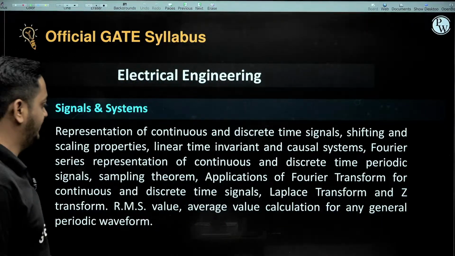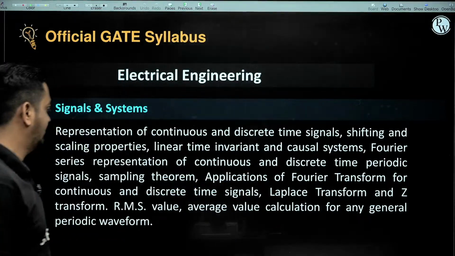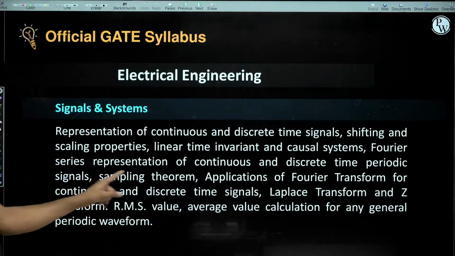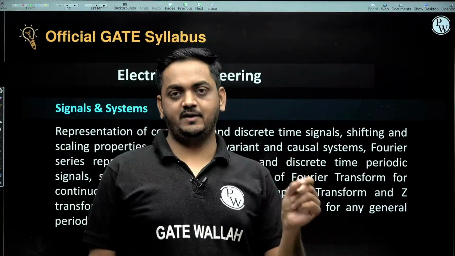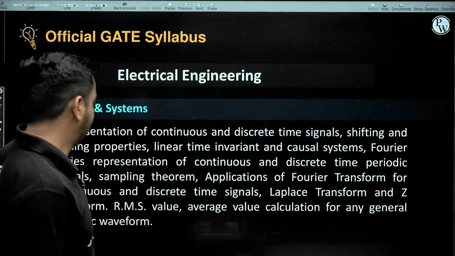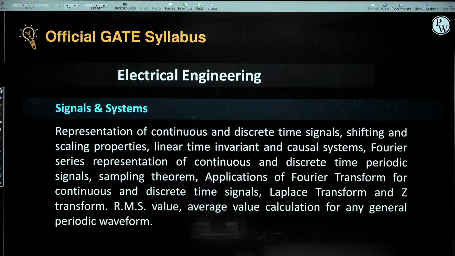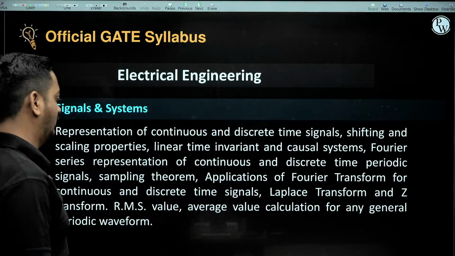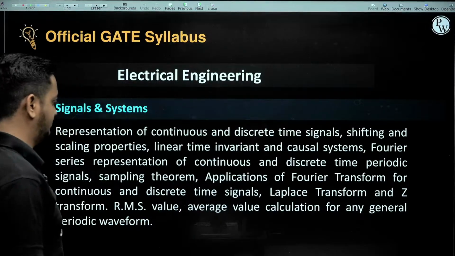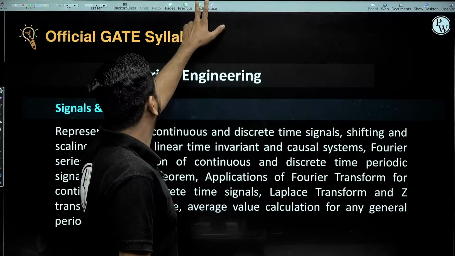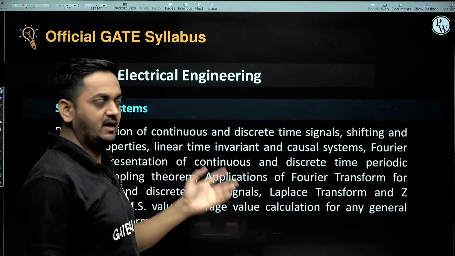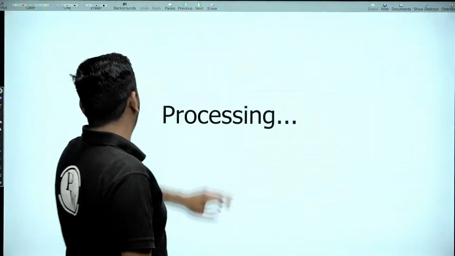Similarly, you can see here Fourier transform for continuous and discrete time signals. That means you have to study DTFT as well as CTFT. The next are Laplace transform, Z transform, and RMS value and average value calculation for any general periodic signal. This is the syllabus for electrical engineering. What is the difference between electrical and electronics? Definitely I will tell you.